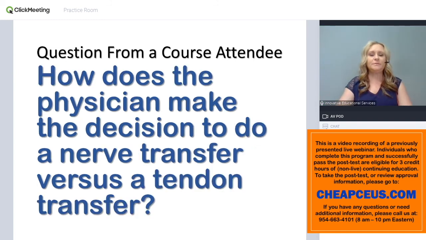How does the physician make the decision to do a nerve transfer versus tendon transfer? I tried to find some information as I was researching for the course, also answering this specific question. And what comes into play is the injury the patient sustained, what muscles are involved, is there scar tissue? They're going to consider donor sites and recipient sites. There are many different considerations.